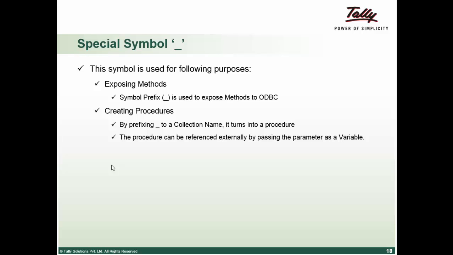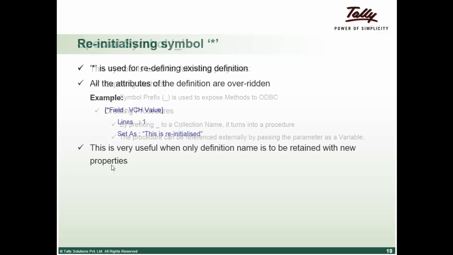Then we have the special symbol underscore. The symbol underscore is used to expose methods to ODBC. Whatever methods you want to see in ODBC can be prefixed with an underscore. By prefixing the underscore to a collection name, it returns a procedure which can be referred to externally by passing the parameter as a variable. So an external application can also read the collection if it is prefixed by an underscore.